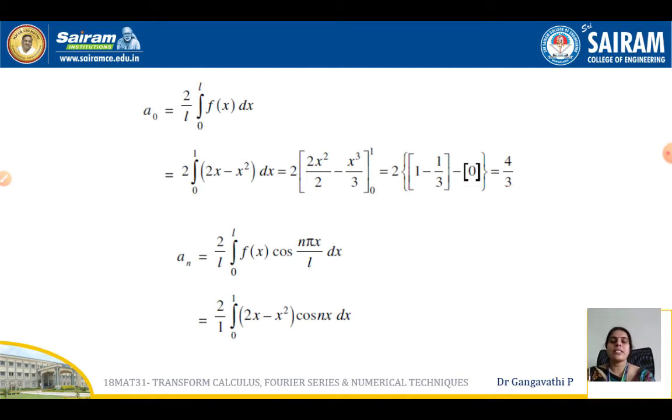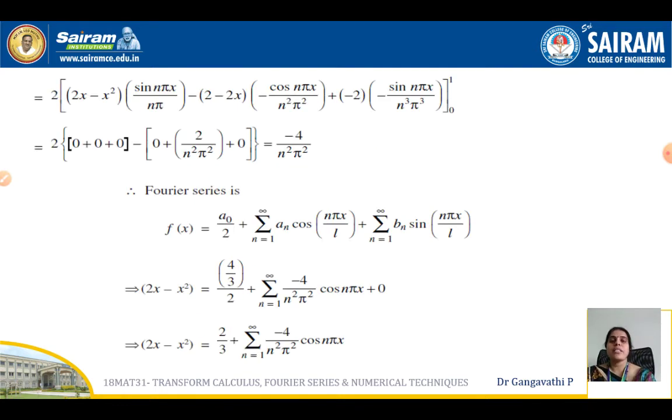Now let us consider the formula for an. An is again 1 by L integral 0 to 2L. Since f of x is even and cos is also even, the product of even functions is even, so integral 0 to 2L can be written as 2 times integral 0 to L. That is why we get the formula for an as 2 by L integral 0 to L f of x cos n pi x by L dx. Substitute for f of x, 2x minus x square, into cos n pi x, with the value of L equal to 1. Now we need to perform the integration.